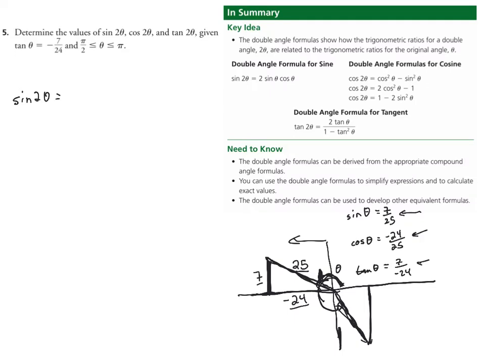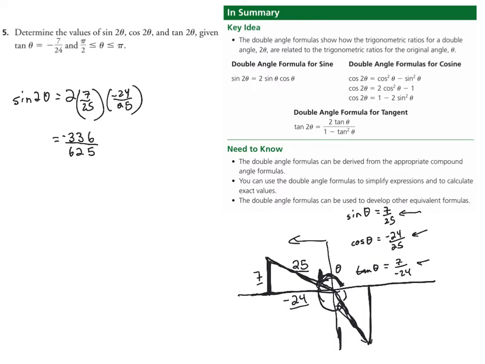Okay, so sine of 2 theta is 2 sine theta, which is 7 over 25, and cos theta, which is negative 24 over 25. That equals, okay, so 24 times 7 is, so 20 times 7 is 140, another 28, so 168, negative 168, and so you get negative 336 over 25 squared, which is 625.